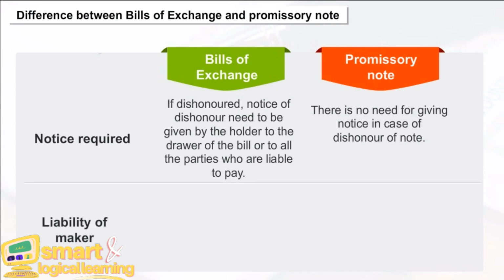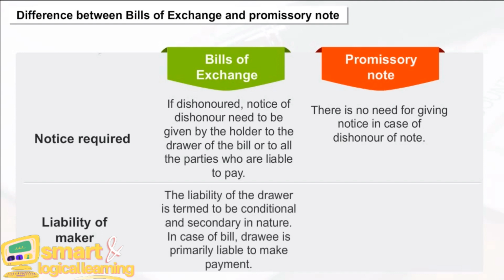7. Liability of maker. In the case of a bill of exchange, the liability of the drawer is conditional and secondary in nature. In the case of a bill, the drawee is primarily liable to make payment. The drawer becomes liable only when the drawee does not pay on the due date. In the case of a promissory note, the liability of the maker of a note is primary and absolute.